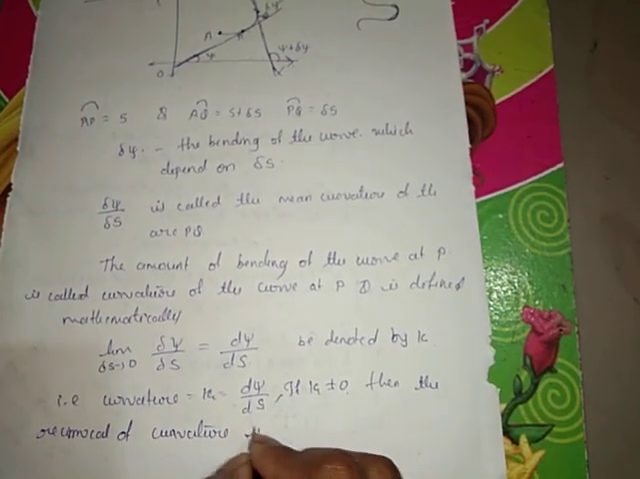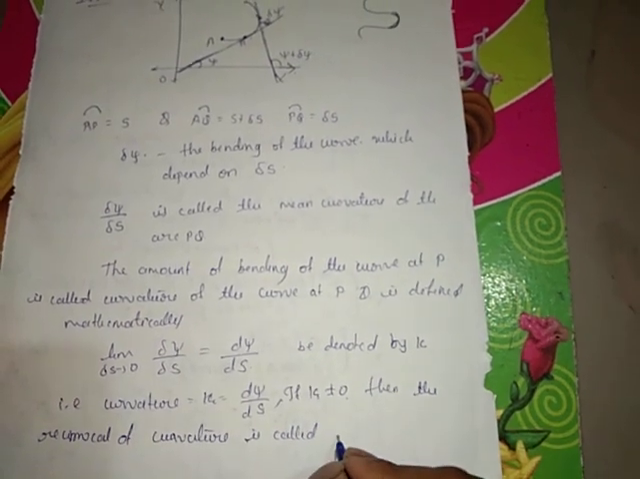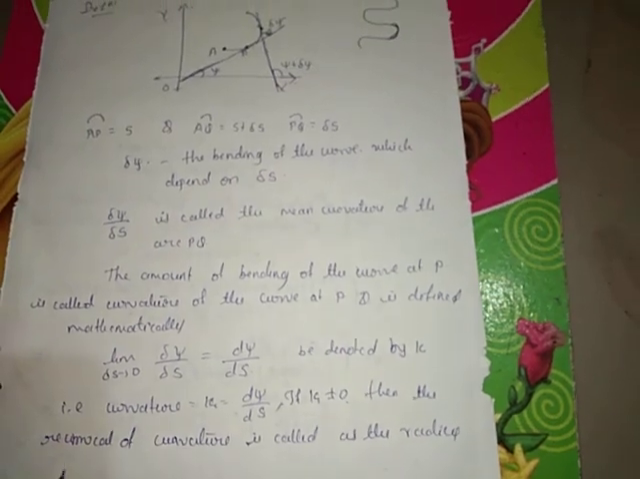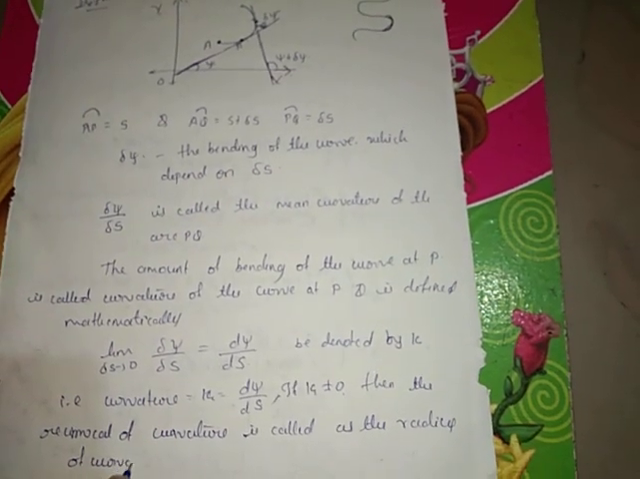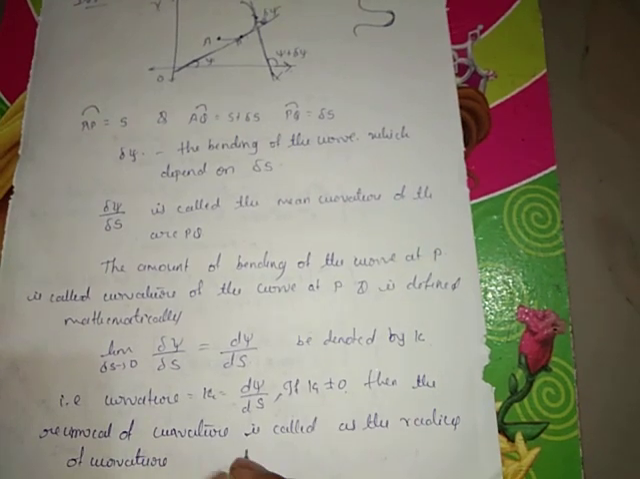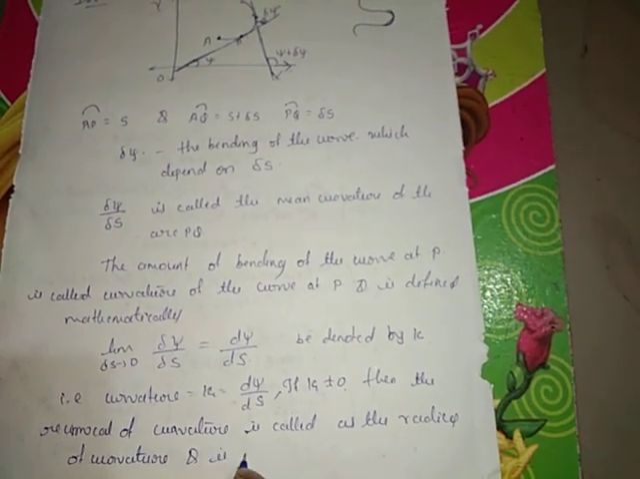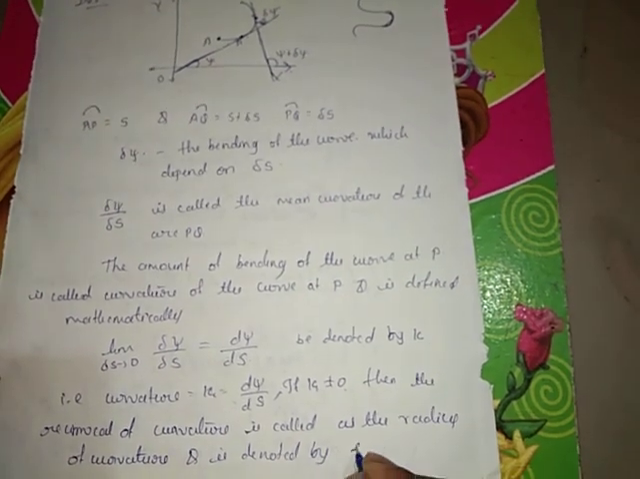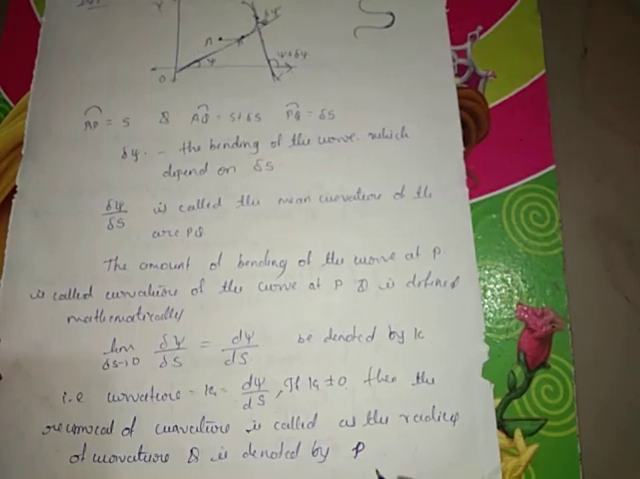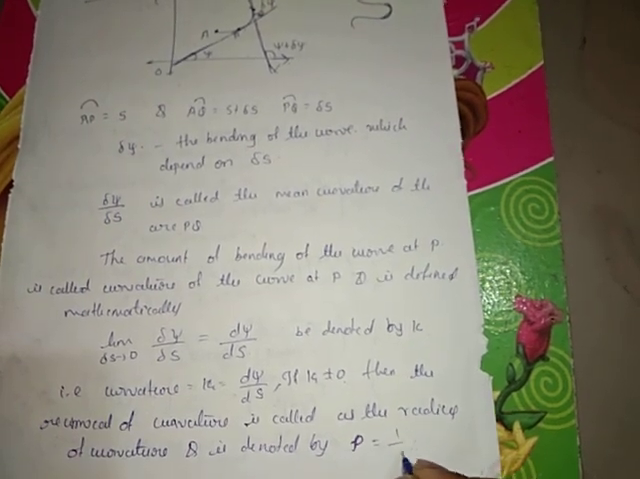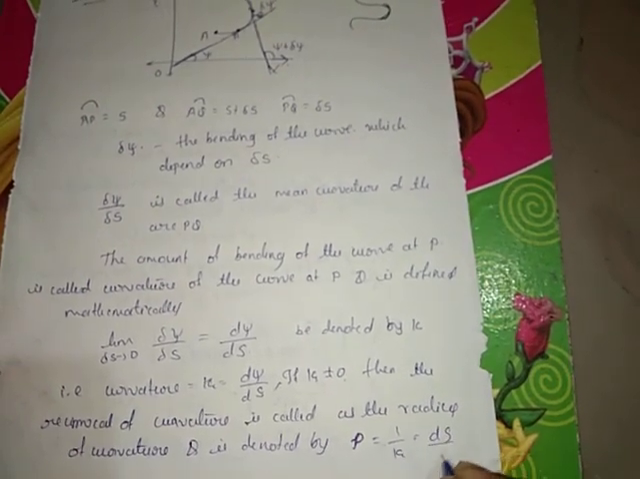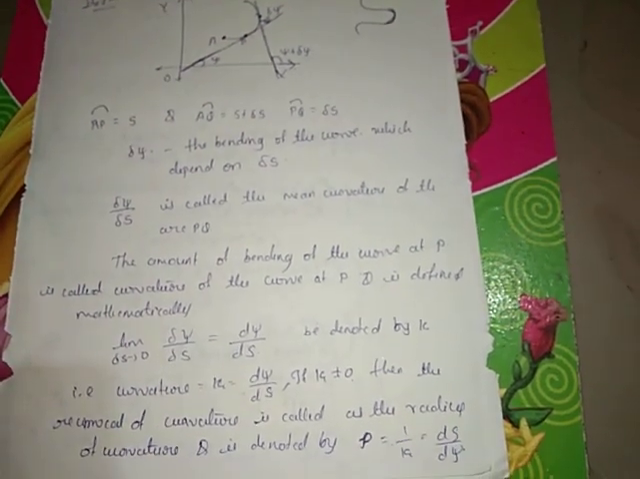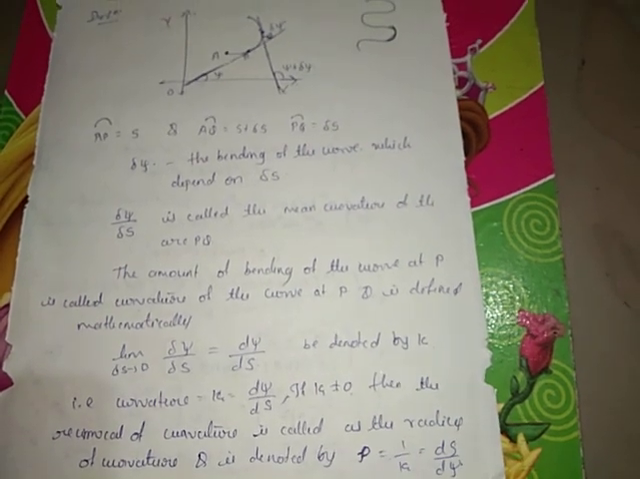is called the radius of curvature, and it is denoted by rho. Rho equals 1 by k equals ds by d xi.